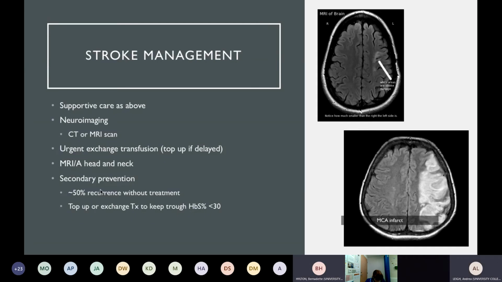So stroke can be infarctive, where you get blocking from these narrow and stenotic blood vessels, or it can be hemorrhagic, where you bleed. You can bleed into an infarct afterwards. In children, it's much commoner to have the infarct type of stroke. And you can see here there's been a massive amount of damage in the territory of the middle cerebral artery.